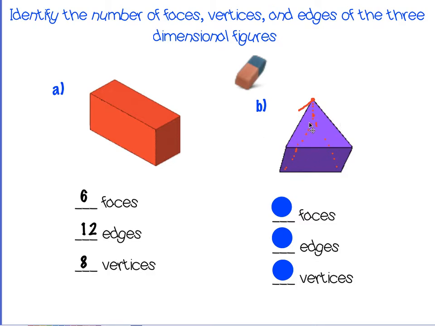All right, so now since your base is a triangle, you have 3 sides, so you know that you have a top and a bottom, so that's 2. And then since you have 3 sides, you have to have 3 faces connecting all those. So you have 5 faces.